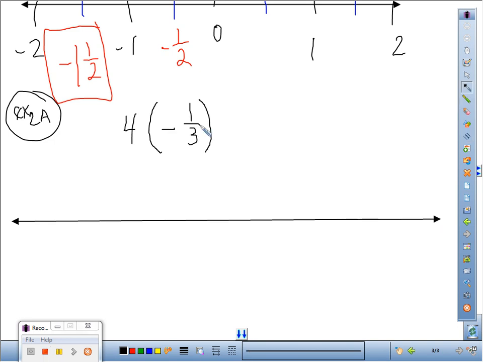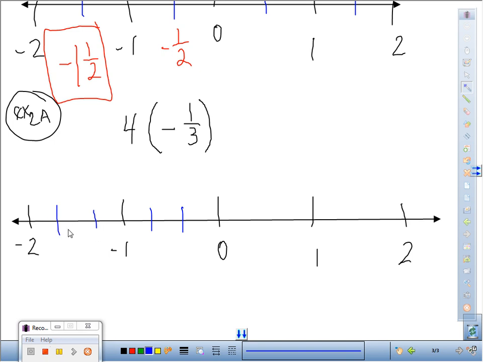Notice that this is a proper fraction, right? That's why I keep my tallies between 2 and 2. I'm making a small number line. So this is 1, 2, negative 1, negative 2. However, what is the denominator here? 3. So each unit is going to be divided into 3 sections, right? So that means we do 2 tallies per section. Okay? So far so good?